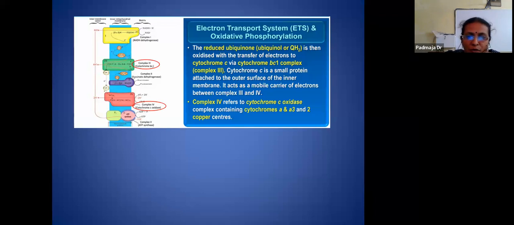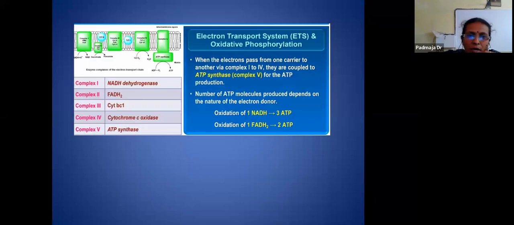And now complex 4 refers to cytochrome C oxidase, a complex containing cytochromes a and a3 and two copper centers. So from one electron complex to another, the movement of electrons takes place. We mainly have to remember that complex 4 is the cytochrome C oxidase complex. And now the important point here is that complex 1 is NADH dehydrogenase, complex 2 FADH2, complex 3 cytochrome BC1, complex 4 cytochrome C oxidase, and complex 5 ATP synthase.